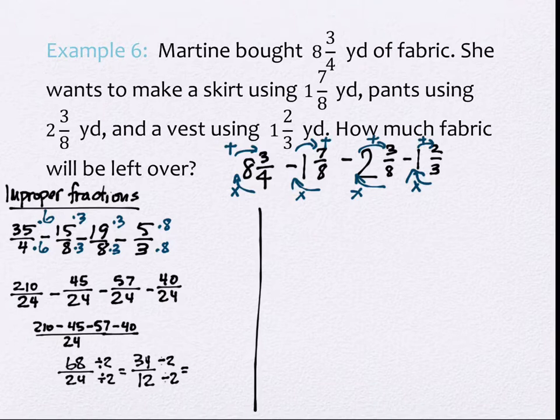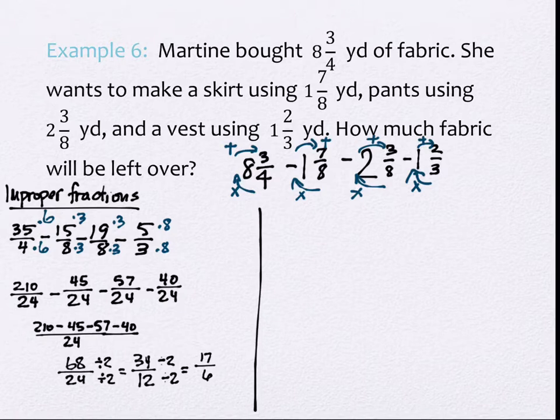34 divided by 2, and 12 divided by 2, 6. And if you had noticed from the beginning, 68 and 24, you could have divided them by 4. That would have been fine. 17 over 6. Now that's actually the answer, except that it's not in the form I started with, right?